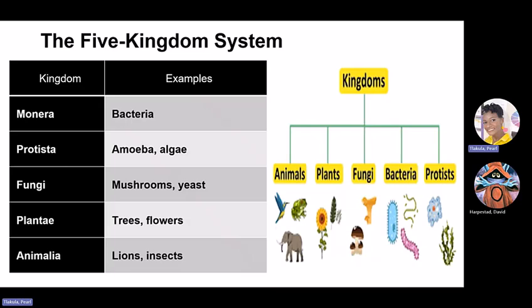So there are 5 kingdoms in the system of classification. We have what we call the kingdom Monera, for example the bacteria; kingdom Protista, the amoeba and the algae; the kingdom fungi, which are the mushrooms and the yeast; kingdom Plantae, which are the trees and the flowers and all the plants; kingdom Animalia, which are the animals and the insects. How many kingdoms? 5. Name them: Monera, Protista, fungi, Plantae, and Animalia. Can you give one example of a bacteria that you know of?